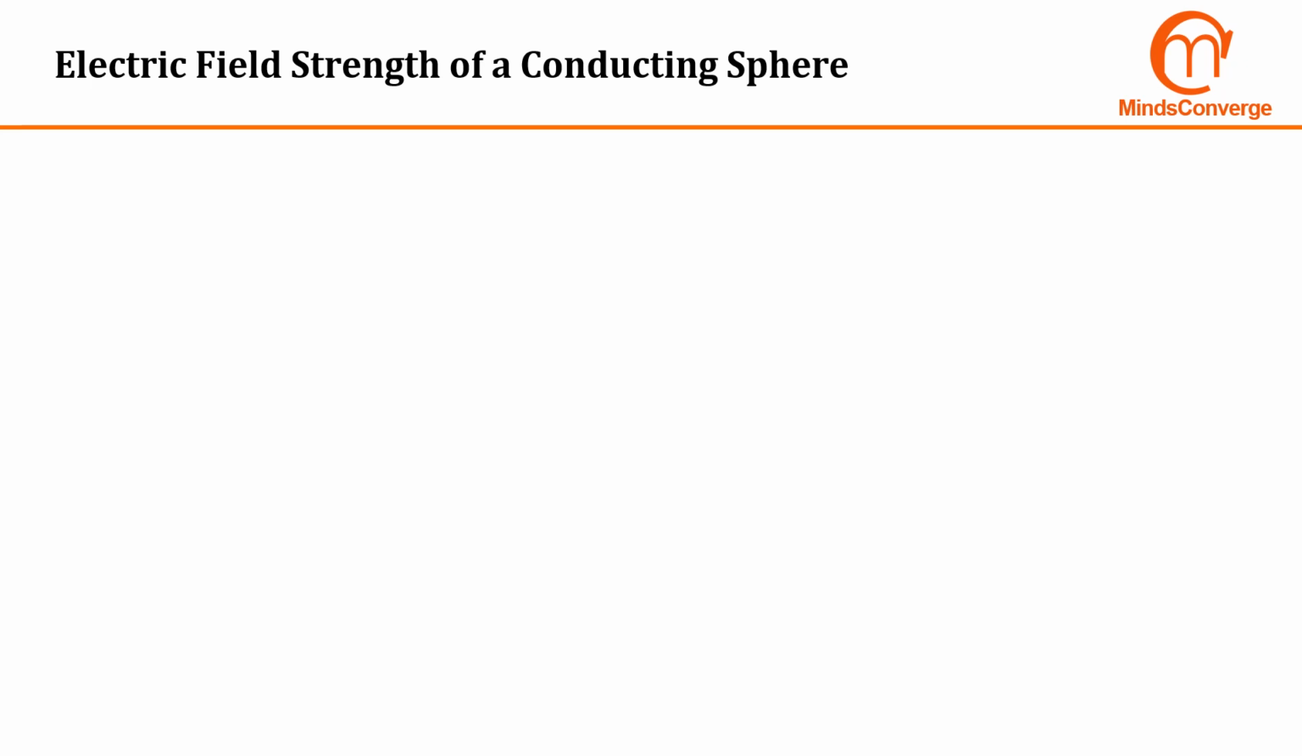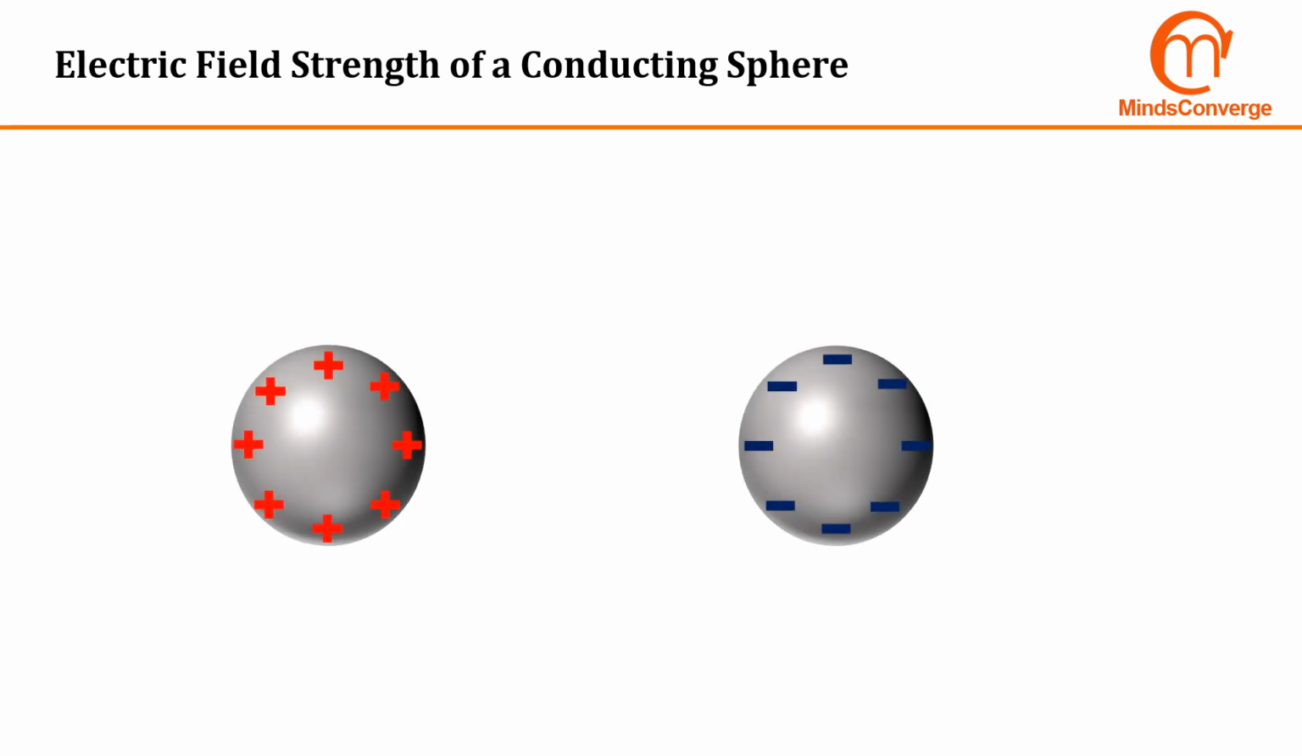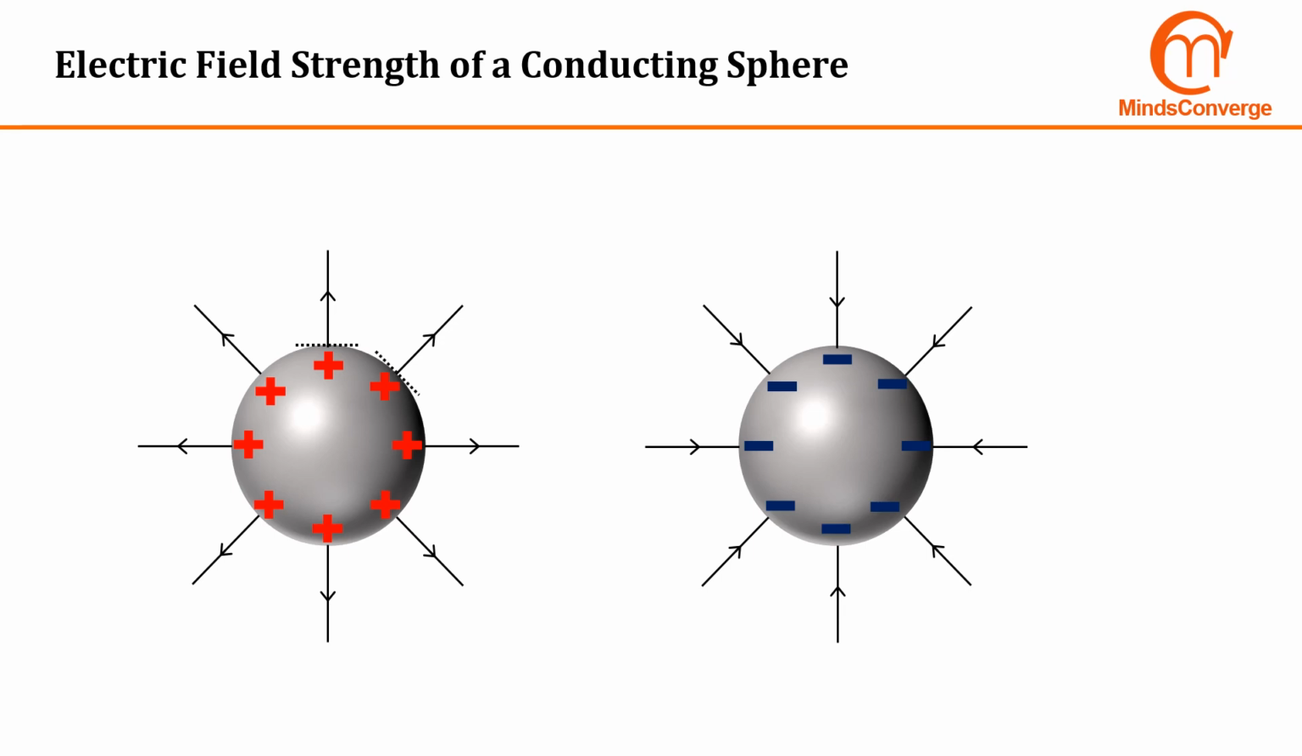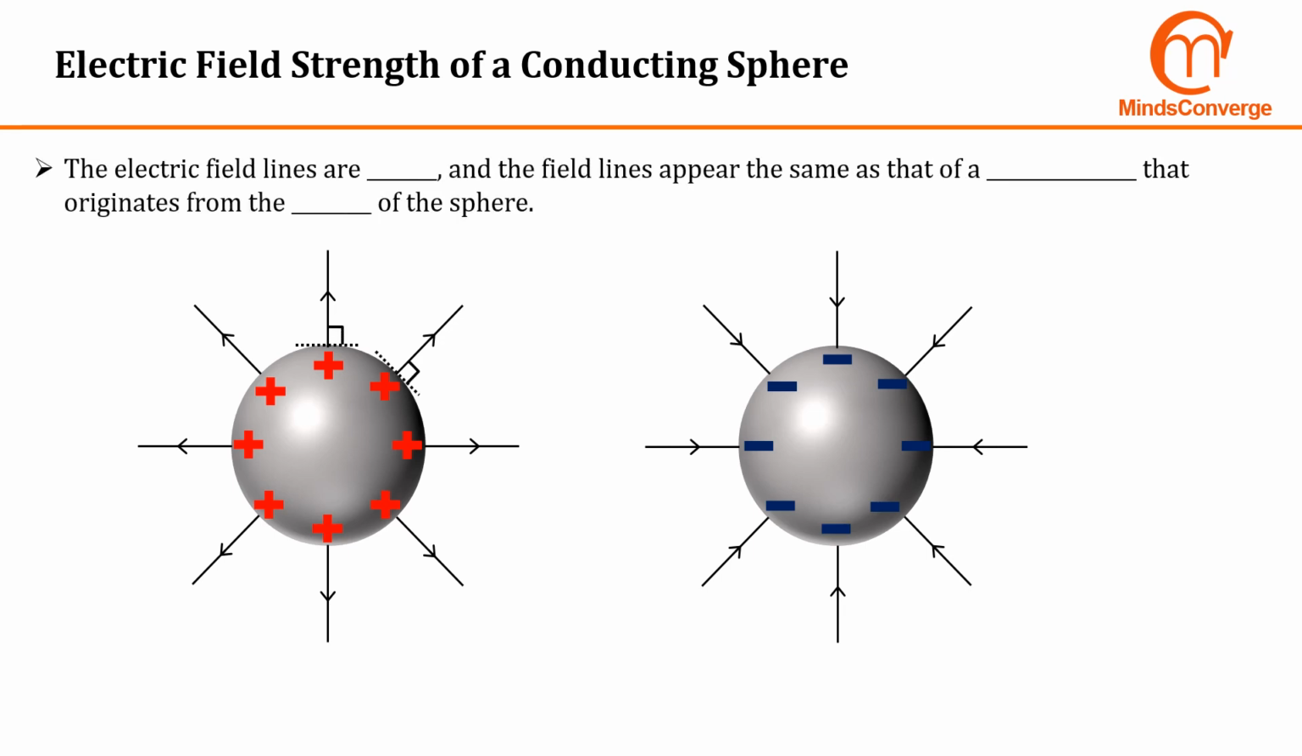The charges at the surface of a conducting sphere are equally spaced. And all the field lines at the surface of the sphere are at 90 degrees to it. So, the electric field lines are radial and appear the same as those of a point charge, originating from the center of the sphere.